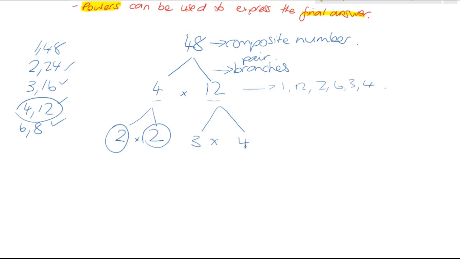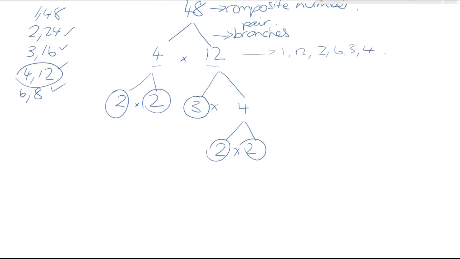All right, so I notice now that this is a prime number, so I'm going to circle that. I'm going to break my 4 down now. These are prime numbers. So I've got 2, 2, 3, 2, and 2. They are all prime numbers, so I can't express those with any more factors.